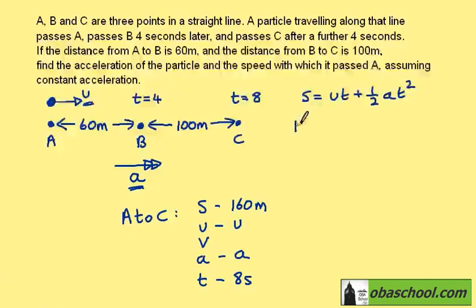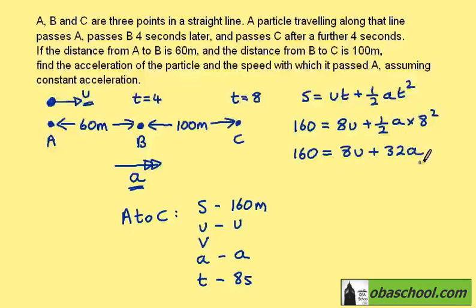Substituting in, we get 160 is equal to 8u plus a half times the acceleration times the time squared, and simplifying, this is 160 is 8u, and a half of 64 is 32a. All of these things divide by 8, so we can simplify this to 20 is u plus 4a, and we'll call this equation 2.